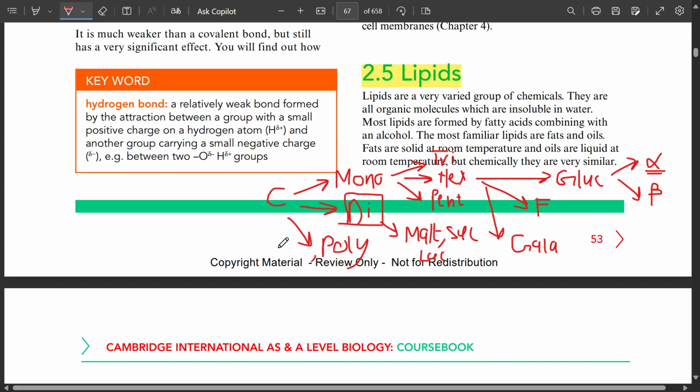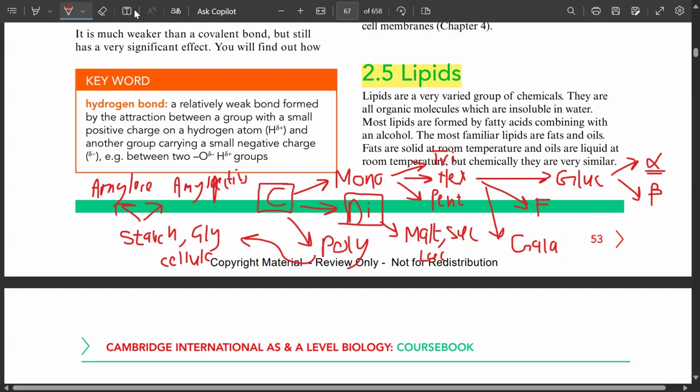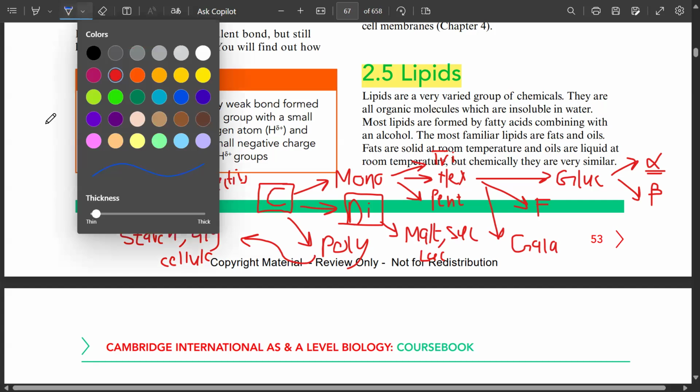Then we also discussed some polysaccharides. In your syllabus, we have three of them: starch, glycogen, and cellulose. And starch has two types: amylose with 1,4 linkages and amylopectin with 1,4 and 1,6 linkages. Got it? Yes. This was everything that we studied in carbohydrates.